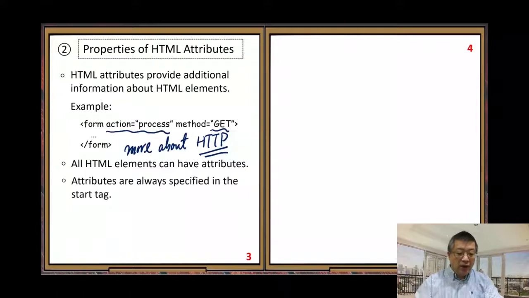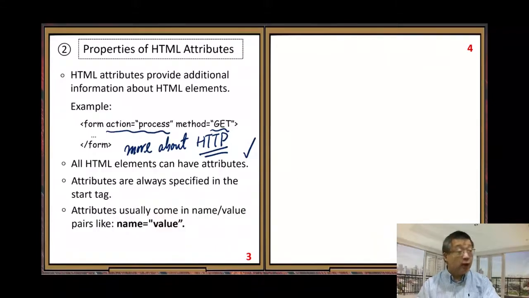All right. Here, all HTML elements can have attributes. No restriction. If you want to add any attributes, you can do that. So no restriction. Attributes are always specified in the start tag, not the closing tag. So when the web browser or the HTML parsing tool processes the tag at the start tag, then it can process the attributes.